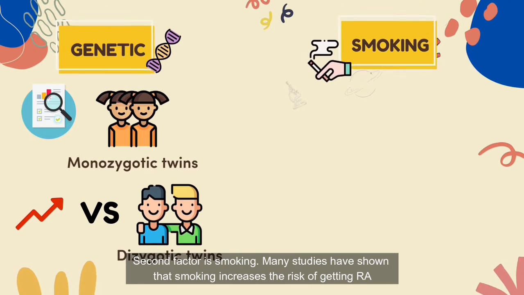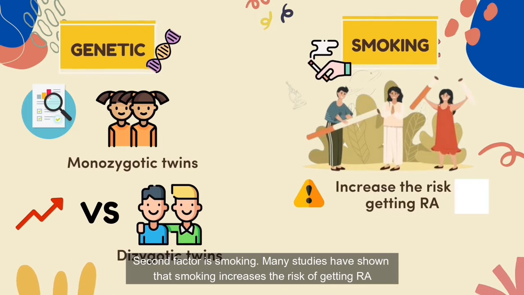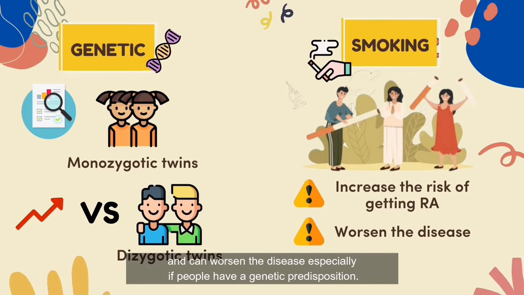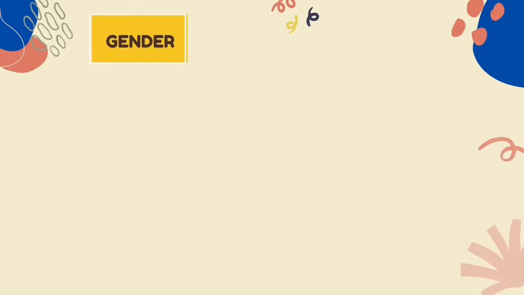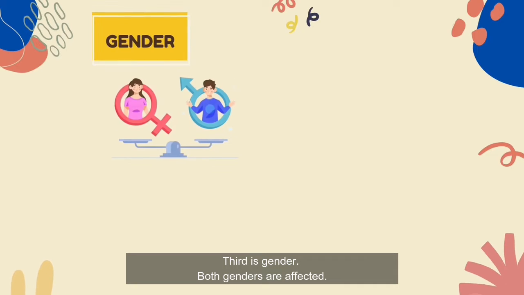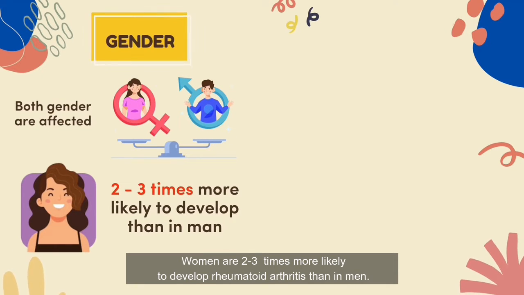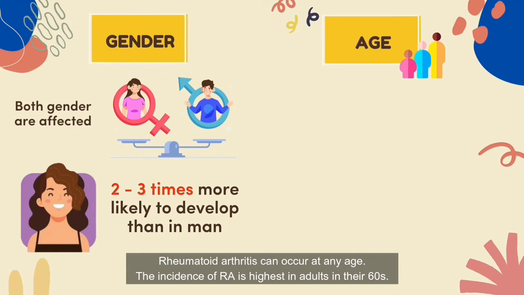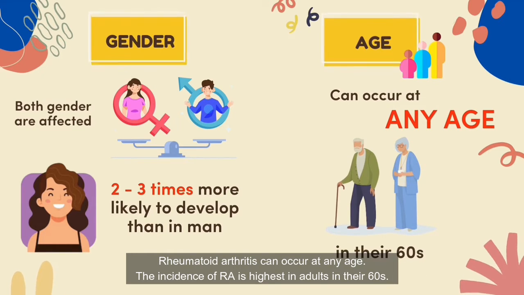The second factor is smoking. Many studies have shown that smoking increases the risk of getting rheumatoid arthritis. It also can worsen the disease, especially if people have a genetic predisposition. Third, gender. Both genders are affected. Women are 2 to 3 times more likely to develop rheumatoid arthritis than men. For age, rheumatoid arthritis can occur at any age. The incidence of this disease is highest in adults in their 60s.